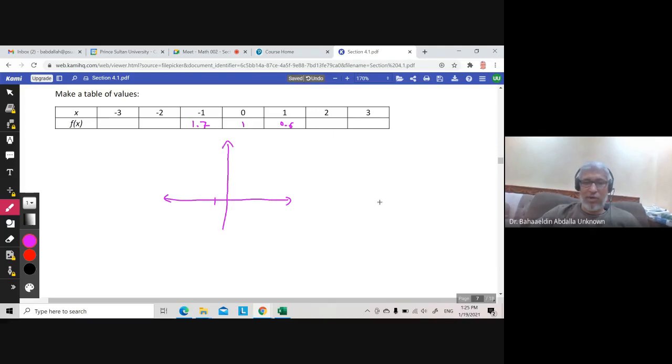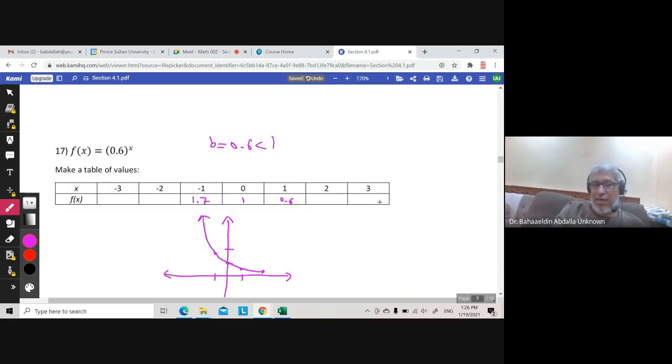So at -1, this is 1, this is 2, so it is 1.7. At 0, it is 1. At 1, it is 0.6. So the graph is like this as usual, because b is less than 1.